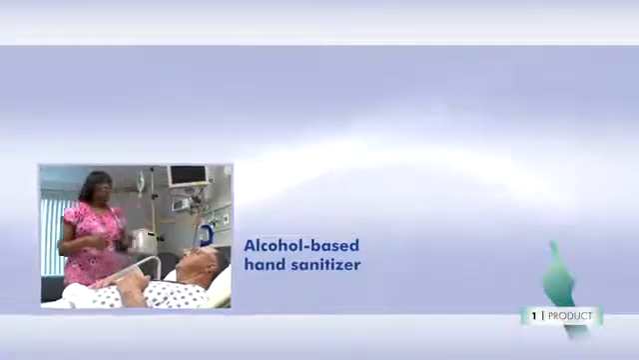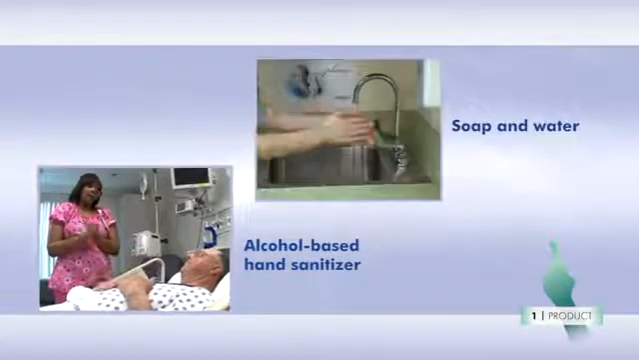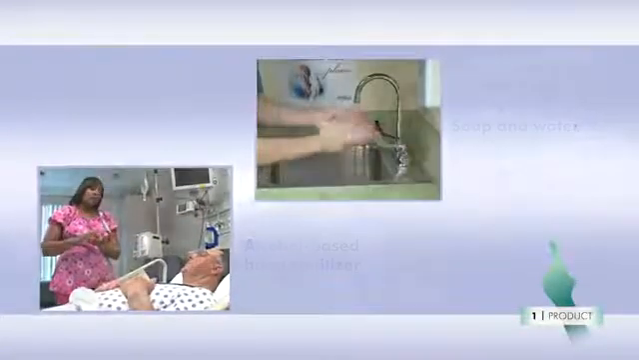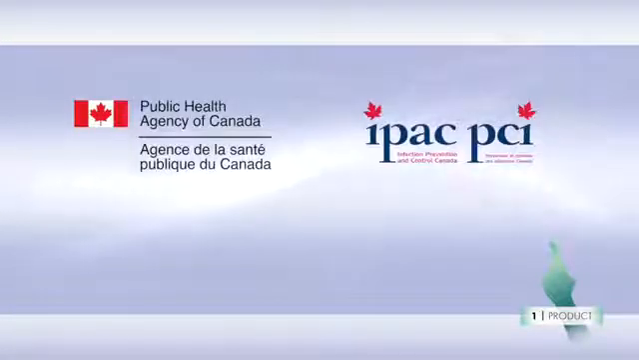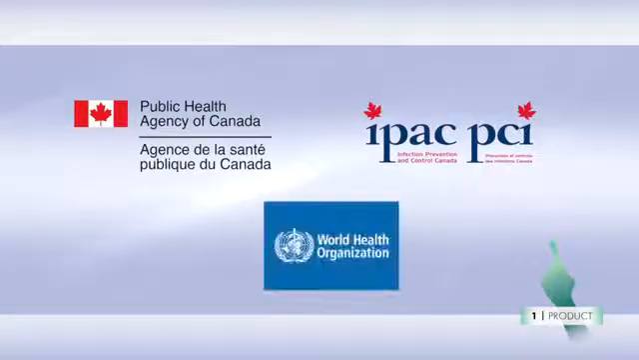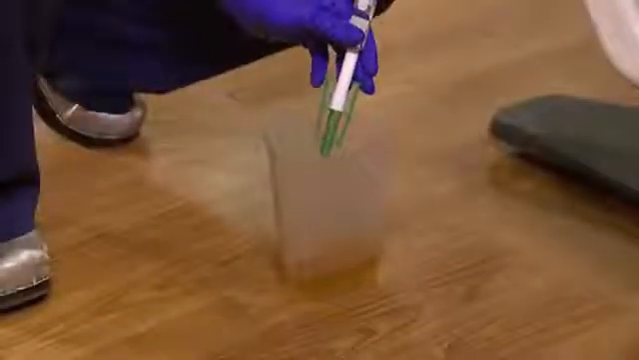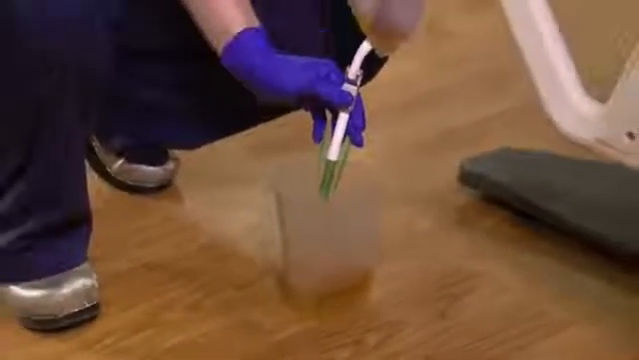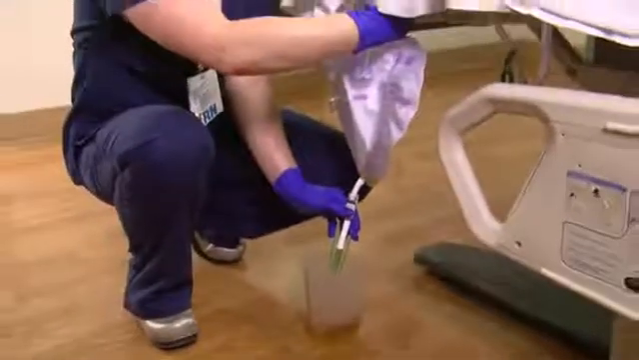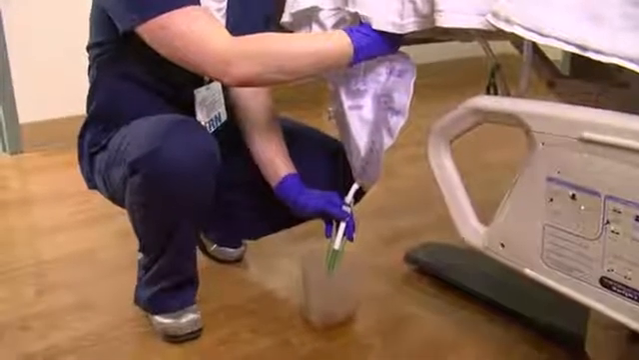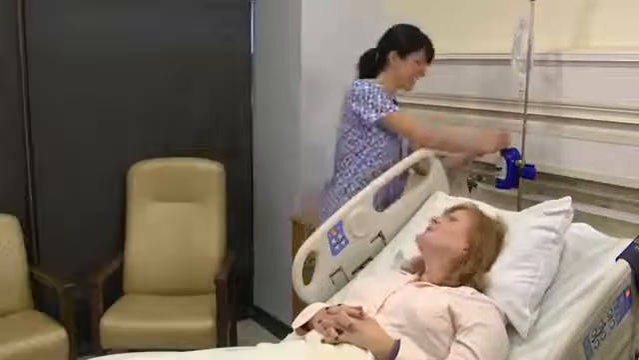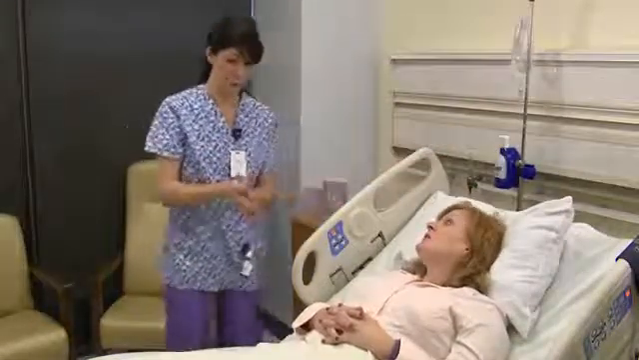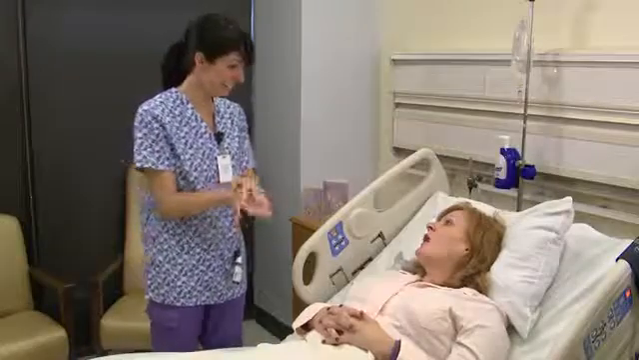First, you must choose whether alcohol-based hand sanitizer or soap and water are the right product choice for hand hygiene. The Public Health Agency of Canada, Infection Prevention and Control Canada, and the World Health Organization all recommend washing hands with soap and water if hands are visibly dirty or contaminated with blood or bodily fluids, and recommend using an alcohol-based hand sanitizer as the preferred means of performing hand hygiene if hands are not visibly soiled.